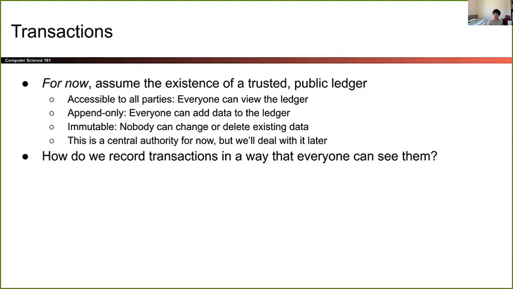Okay. How would we record transactions in a way that everyone can see them? Well, we know that everyone has access to this same piece of data, so maybe we can just say, okay, PKD, Dave, paid PKA, Alice, 10 coins on the ledger. So if anyone sees PKD paid PKA 10 coins on the ledger, they'll know that Dave paid Alice 10 coins. Can anyone see any immediate problems with this?